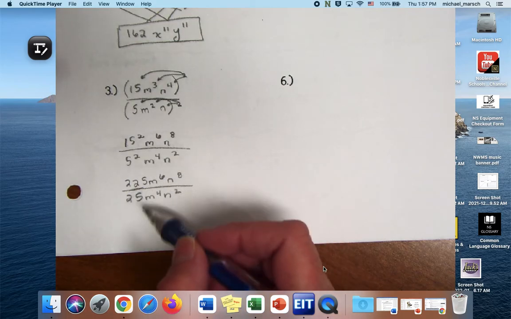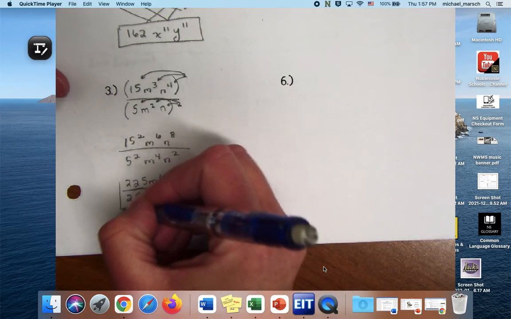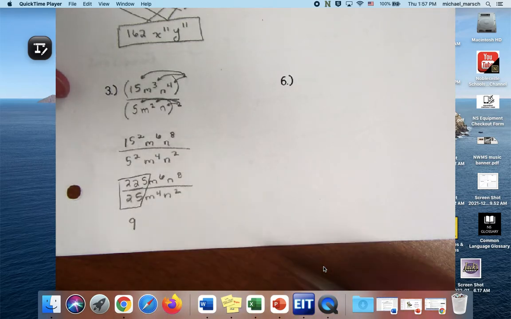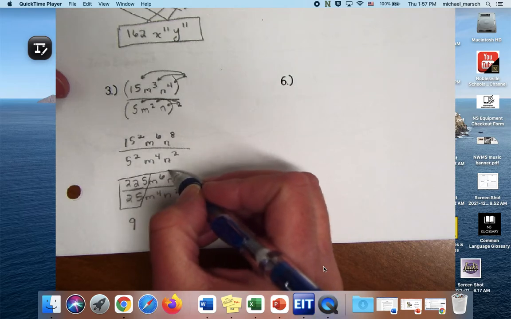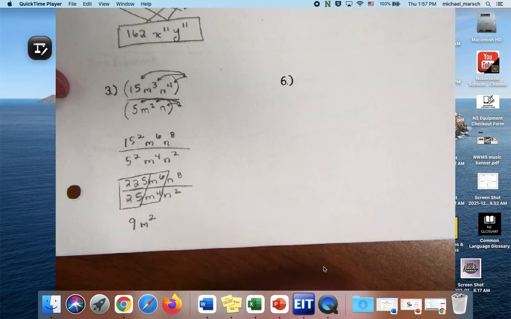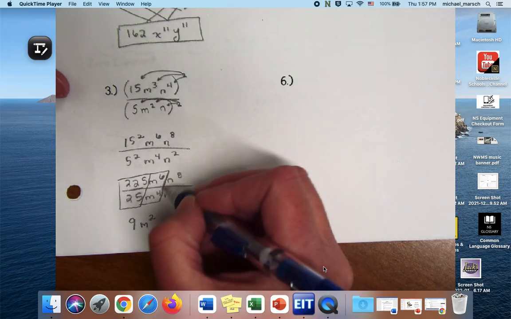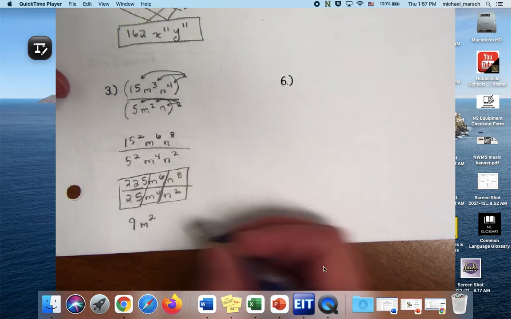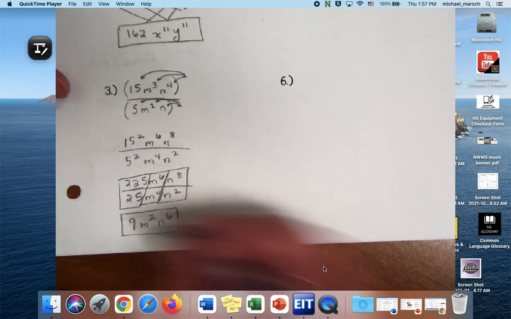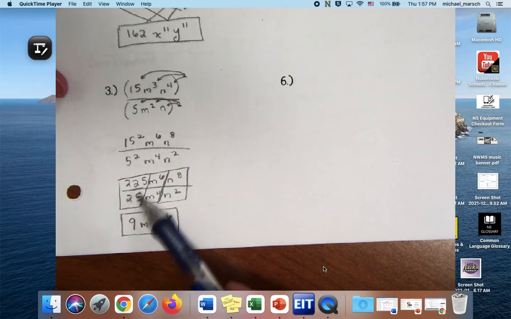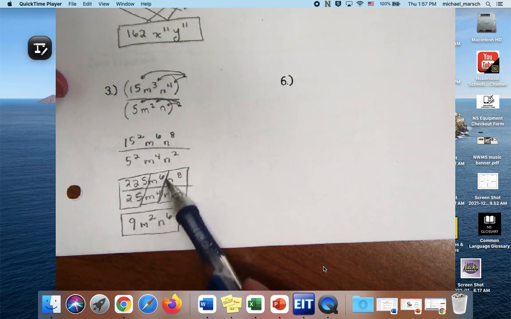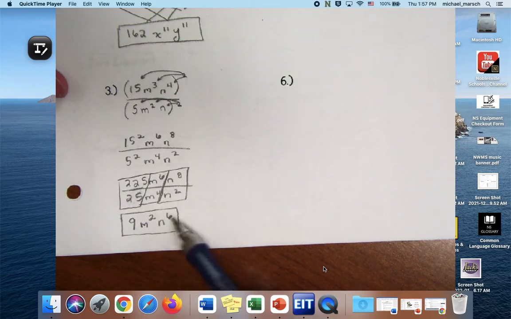So we have this 225 and this 25. We can just divide those because a fraction is division. And I'm going to get 9. And then I'll do m to the 6th and m to the 4th. I subtract those and get m squared. N to the 8th, n squared, I get n to the 6th. And so there's my final answer. So each of these becomes a separate division situation. Right? 6 minus 4 is 2, 8 minus 2 is 6.